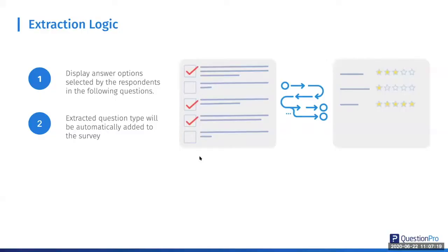All right, so extraction logic. What is it? Basically, it gives you the ability to display answer options selected by the respondents in following questions. And then the extractor question type will be automatically saved and added to the survey. So rather than having to set both questions, add a bunch of show hide logic or custom logic, the system will do it for you based on a number of different criteria that we'll get into.